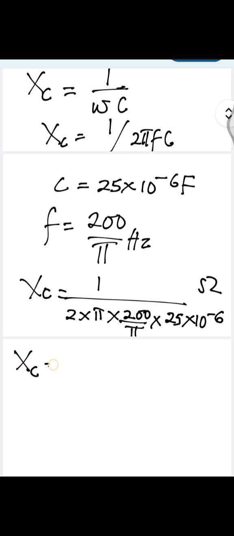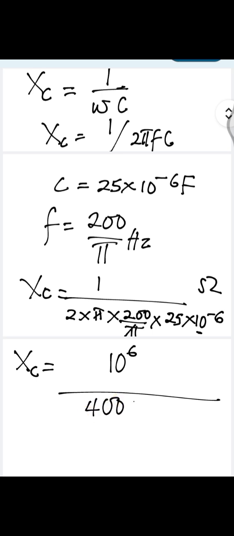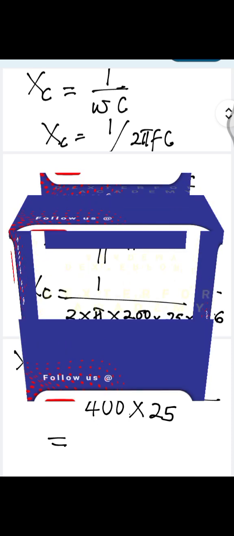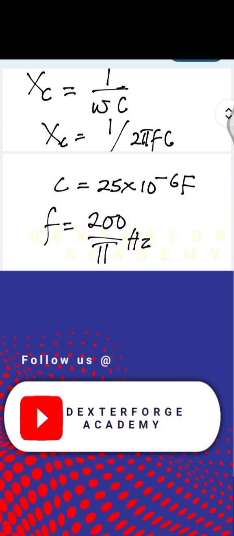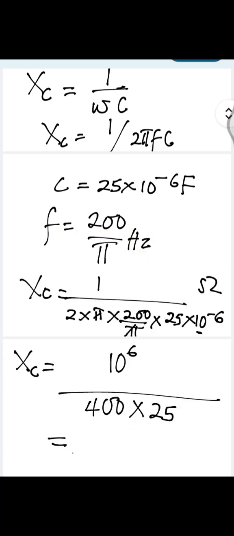So our X sub C is going to be, now I want us to take this upwards. This is going to give us 10 raised to the power of 6 divided by what's going to be next. Of course, this pi will cancel this pi. Then you're going to have 2 times 200, which gives 400, multiplied by 25. From here you can notice that 4 times 25 will give you 100. So in this denominator we should have 10,000. So this is going to give us 10 raised to the power 6 all over 10 raised to the power 4. Of course, your answer will be 100 ohms.